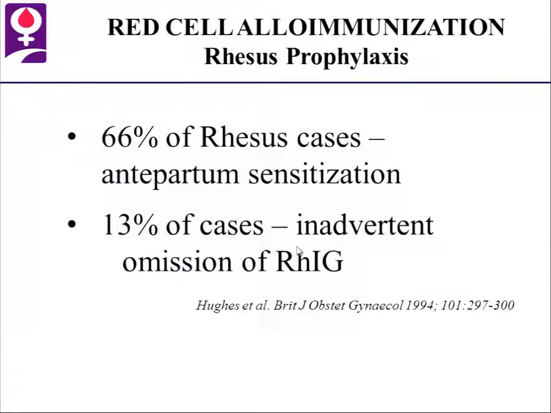And why are we still having this conversation about rhesus disease? Still, about 66% of cases that occur are due to antenatal sensitization. And 13% is we forget to give it. Believe it or not, even in our healthcare system, patients go without getting their rhesus immune globulin.